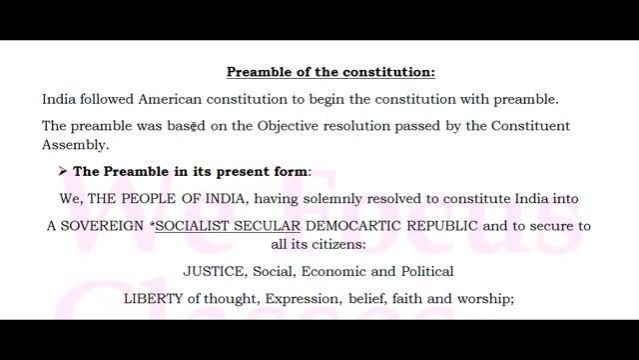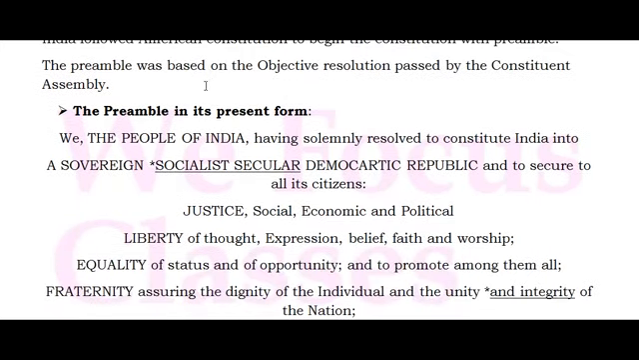India followed the American constitution in beginning the constitution with the preamble. The American constitution starts with a preamble, and the same style was adopted by India. The preamble was based on the objective resolution. We have seen that the objective resolution is important as far as the preamble is considered. So the objective resolution was moved by whom, friends? It's Pandit Jawaharlal Nehru on 13th December 1946.